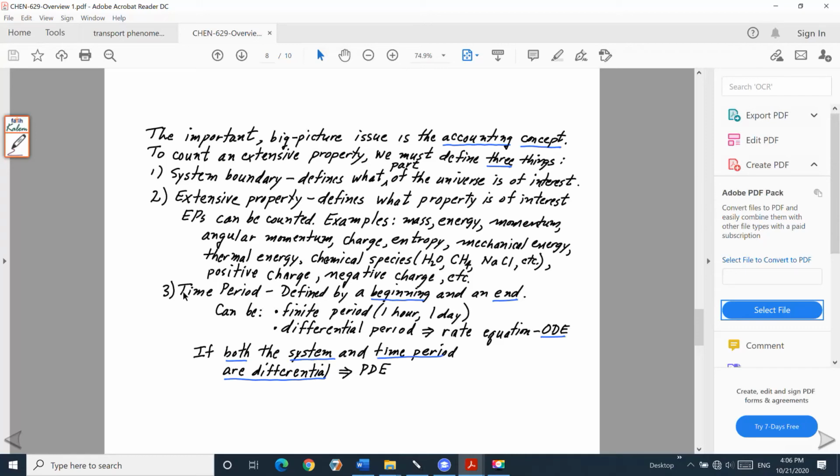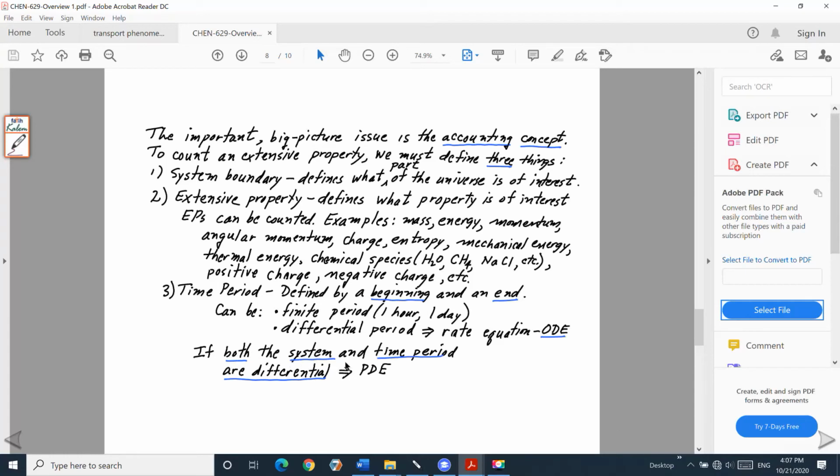The third thing you need to define is the time period, defined by the beginning and the end. It can be a finite period, 1 hour or 1 day, or a differential period, a rate equation. If you define some finite period, we call this an integral balance. But when you define some rate equation, some change of the system property, let's say an extensive property with respect to time, we call this a differential period.